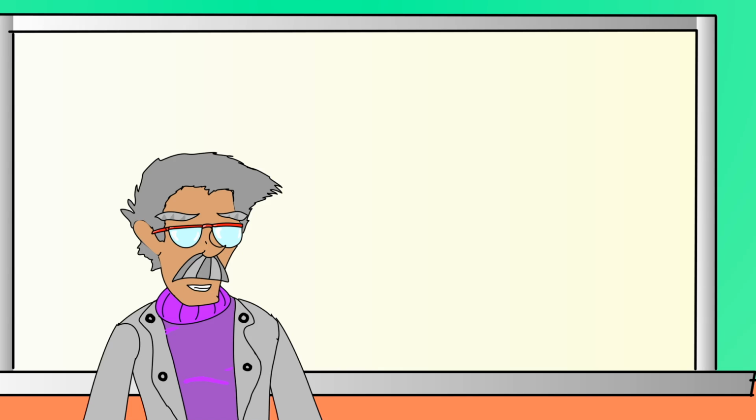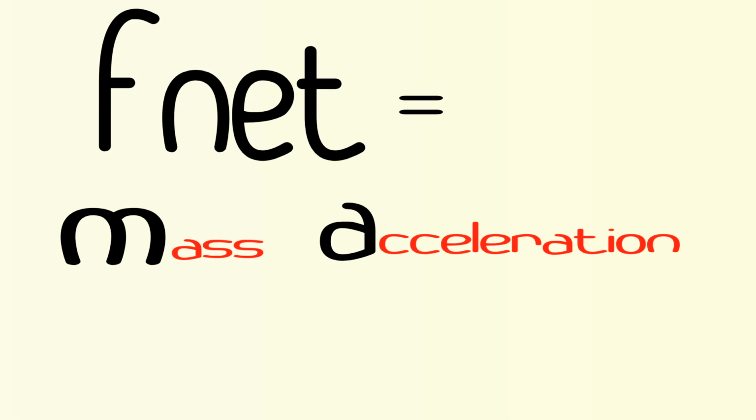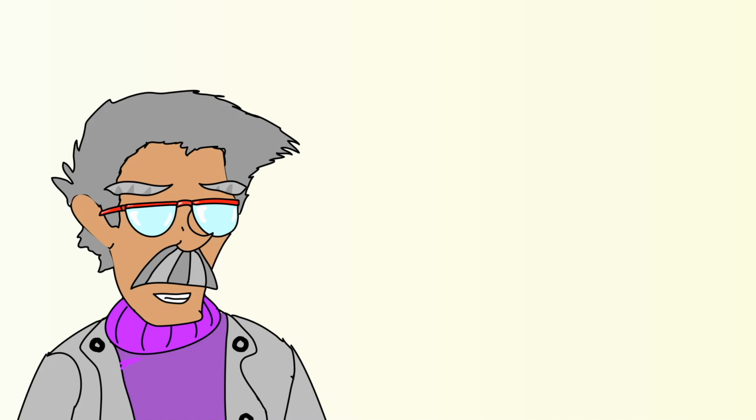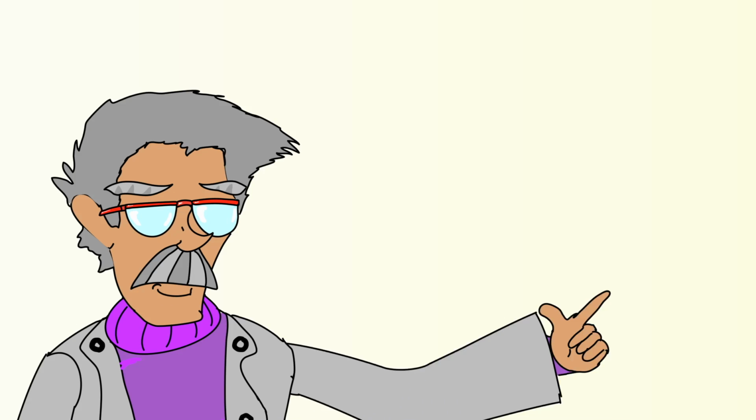Thanks, F net. Okay, let's go back to the equation before. F equals ma. Now let's say the mass of an object is 5 kilograms, which is the SI unit for mass, and the acceleration is 5 meters per second squared. If we multiply those together, like the equation shows, we'll get an F net of 25 newtons. See? Simple. Now I'd like to take the rest of the time we have to introduce you to some of the other forces you might encounter.